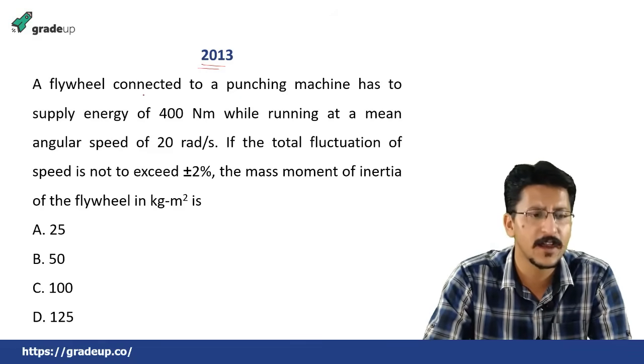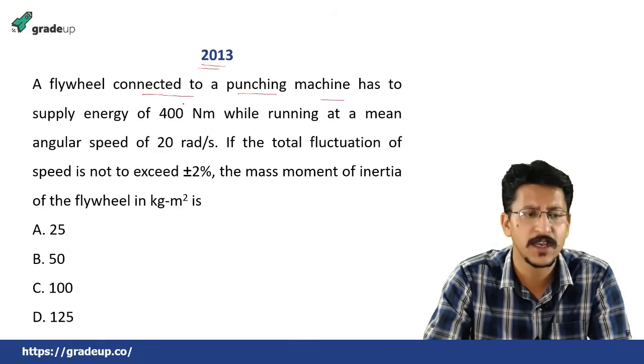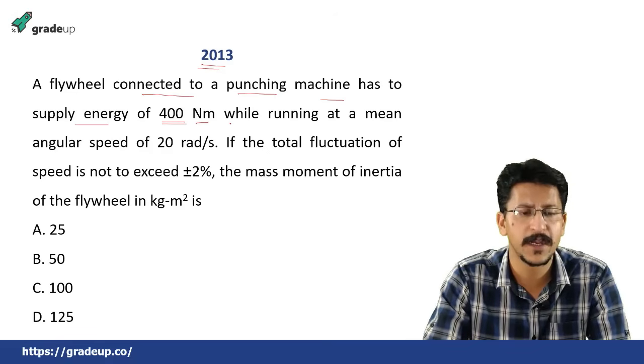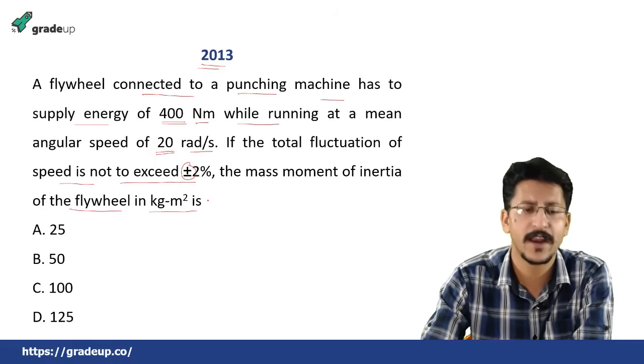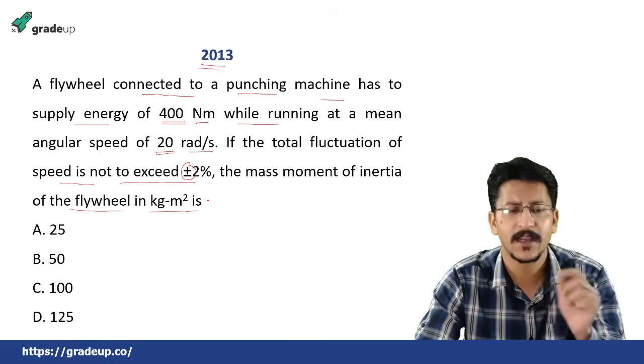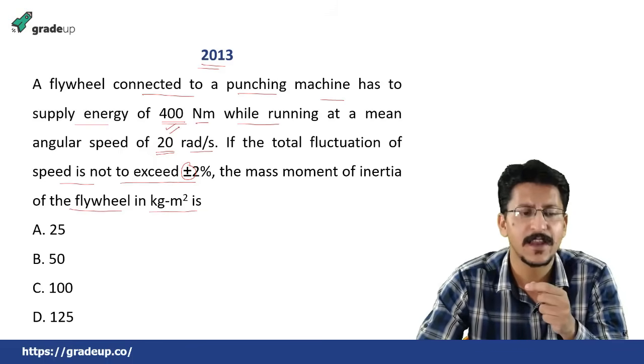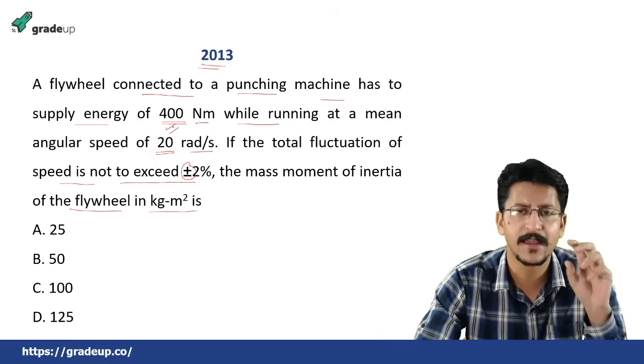A flywheel connected to a punching machine has to supply energy of 400 Newton meter while running at a mean angular speed of 20 radian per second. If the total fluctuation of speed is not to exceed plus minus 2%, the mass moment of inertia of the flywheel in kg meter square is. So in this case, what are the data that have been given? That this is the energy that has to be provided by the flywheel.